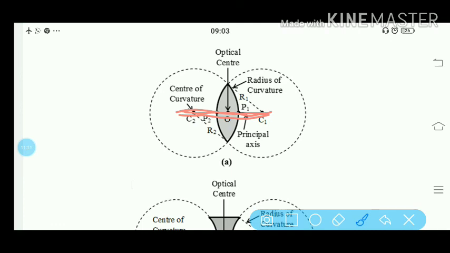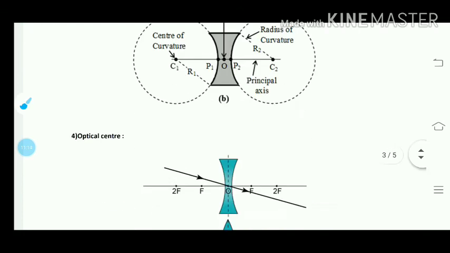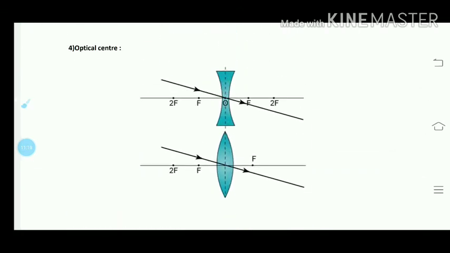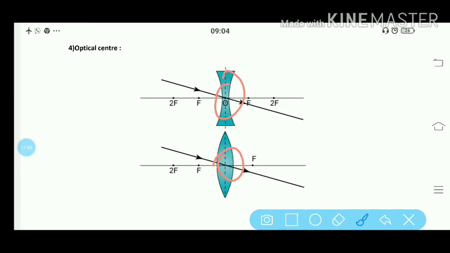Now, next term, optical center. It is the point on the principal axis of the lens such that a ray of light passing through this point emerges parallel to its direction of incidence. It is marked with the letter O. The optical center of a thin lens is the point on the principal axis of the lens such that a ray of light directed towards it passes undeviated through it.